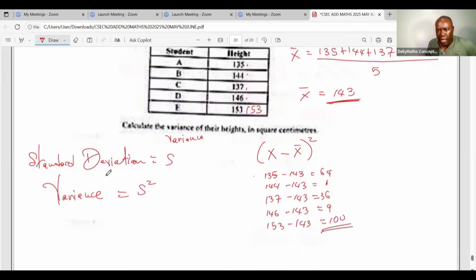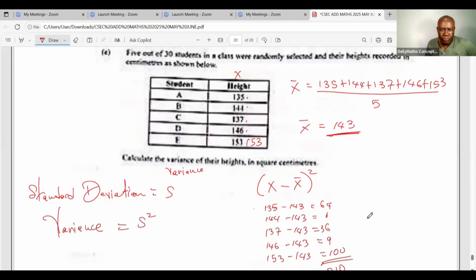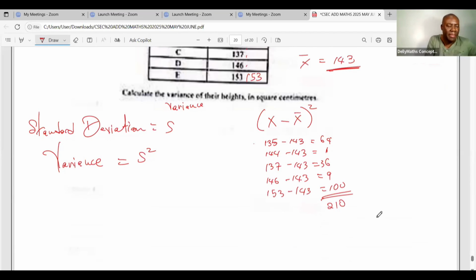If you add that up, that's 100 plus 9 plus 36 plus 1 plus 64. I'm getting 210. So we have 210 there. That's the sum. What we just got here is the sum of our x minus our x bar squared. That gives us 210, right? So we need this as we go forward.